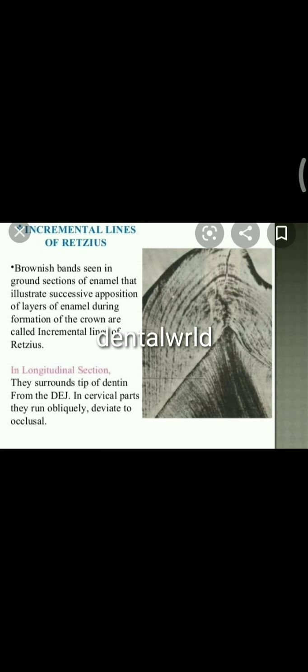Incremental lines of Retzius. These are the brownish bands in a ground section of enamel. They illustrate the incremental pattern of enamel, that is the successive apposition of layers of enamel during formation of the crown. In longitudinal section, they surround the tip of the dentine.